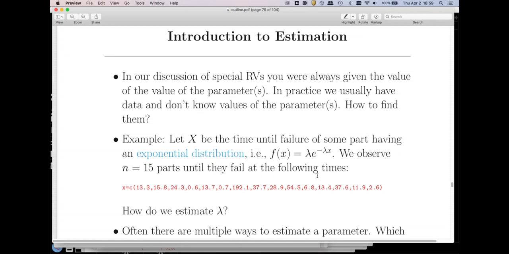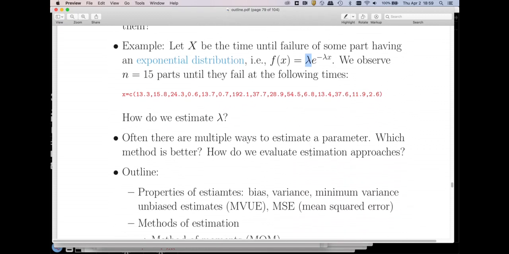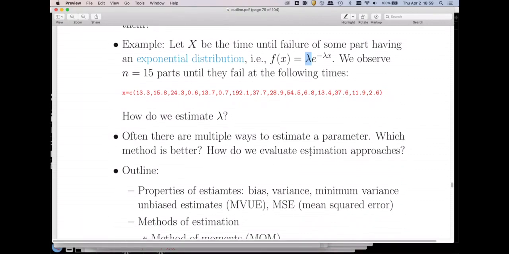Now, in the exponential case, it's not at all obvious what we should do to figure out what this lambda is. So what we're going to see is that there's not just a simple way as there is with a binomial to estimate the parameter. Often there can be multiple ways to estimate parameters, and that's going to raise another question, which is which one is better, which kind of brings us to an even bigger question of how do we evaluate estimation approaches in general.